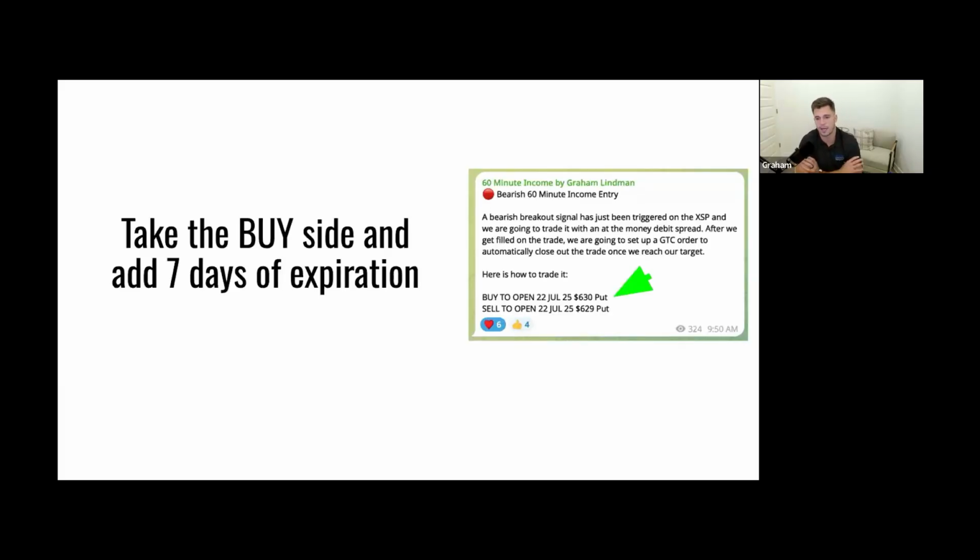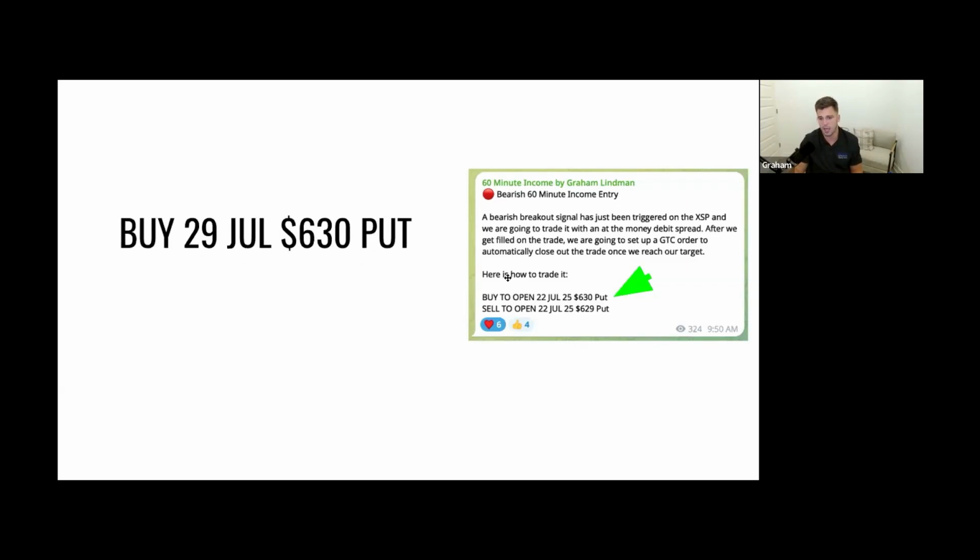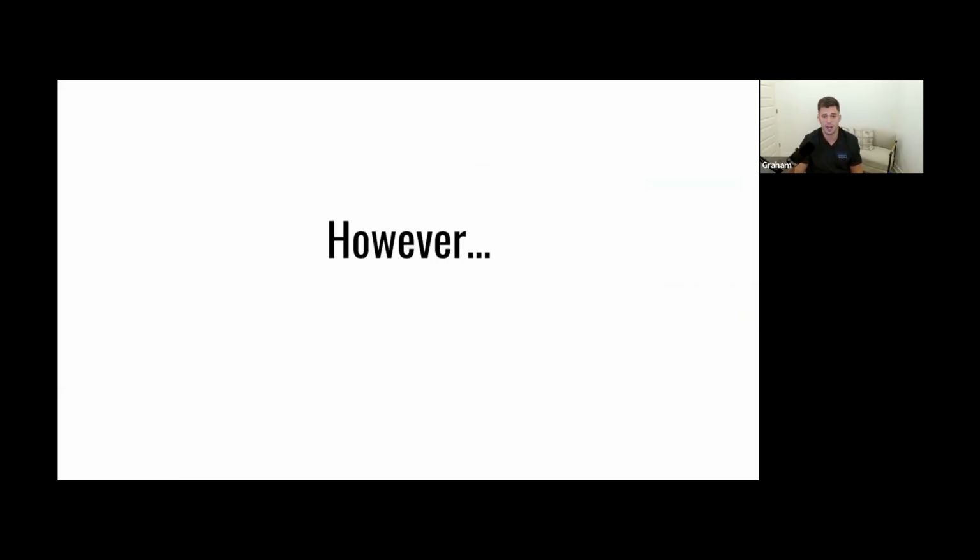Let's look at the puts. Same thing. Take the buy side of the puts and just add 7 days. So here you can see we're doing a bearish entry. Here's the options. Buy the 29th of July 630 put, let it ride. We've got some questions here in the chat. I'm going to answer them.